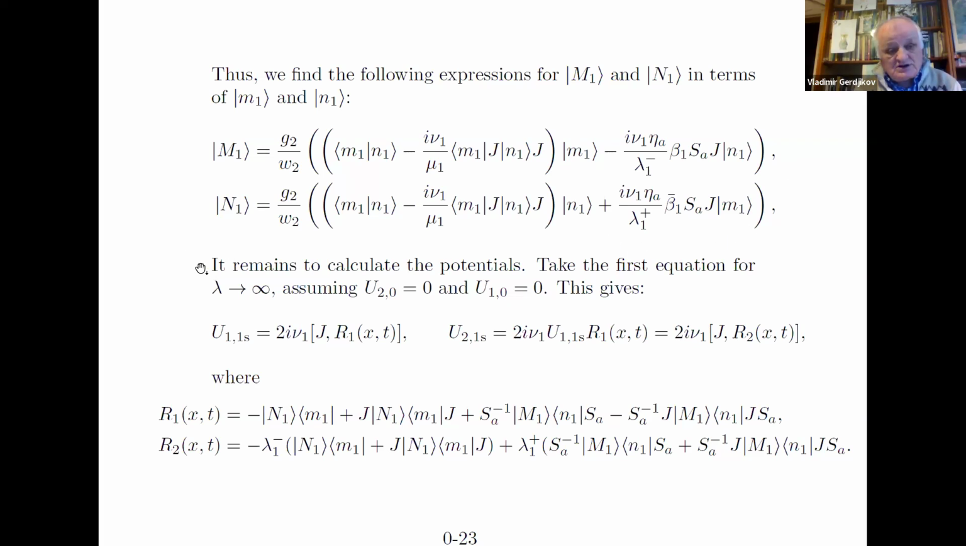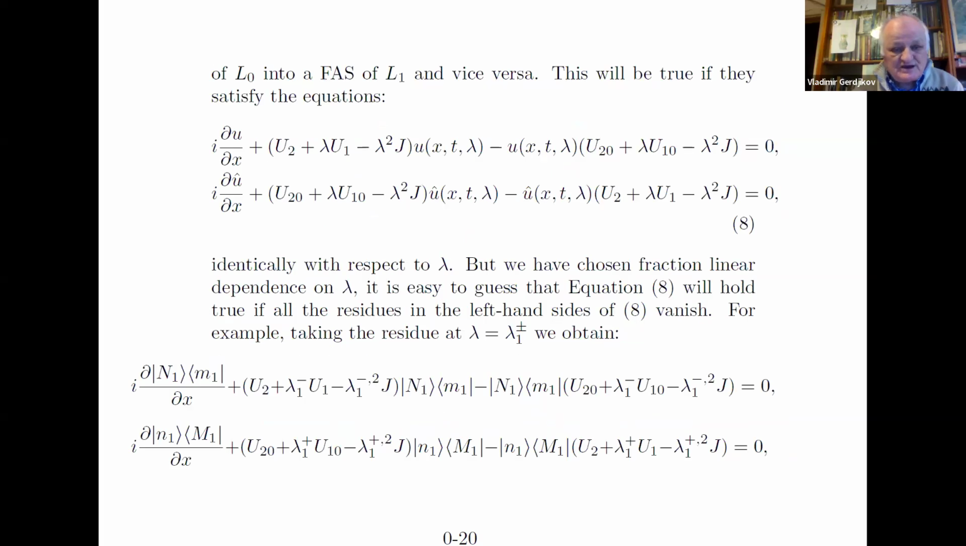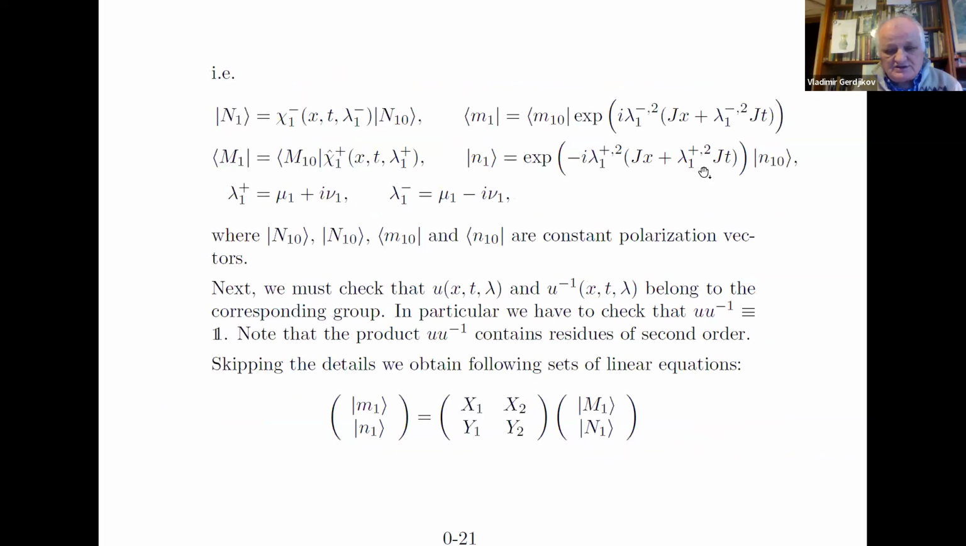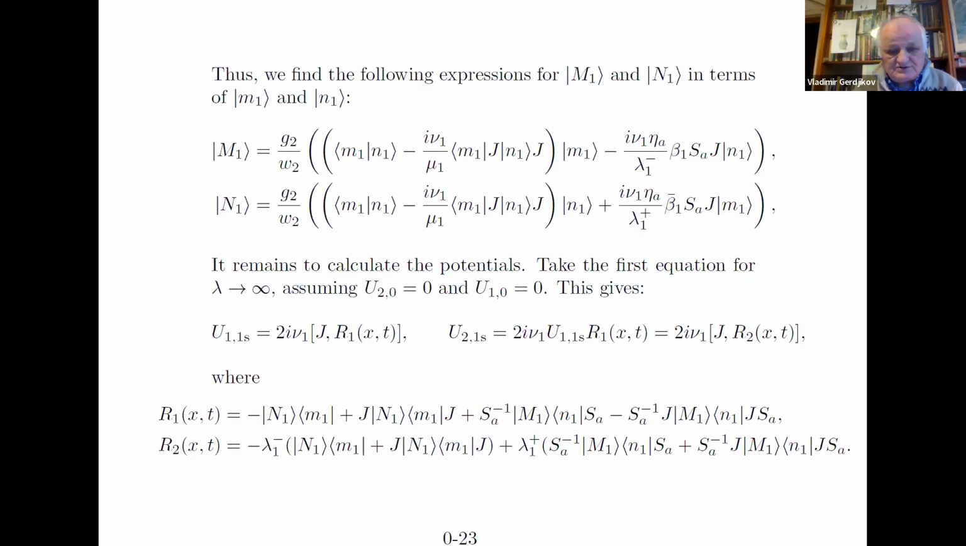And now we have to calculate the potentials. In order to calculate the potentials, we take these equations that are satisfied by small u and small u inverse. We take the limits for lambda going to infinity. This is typical for the Zakharov-Shabat dressing method. And from here, we derive the final results.